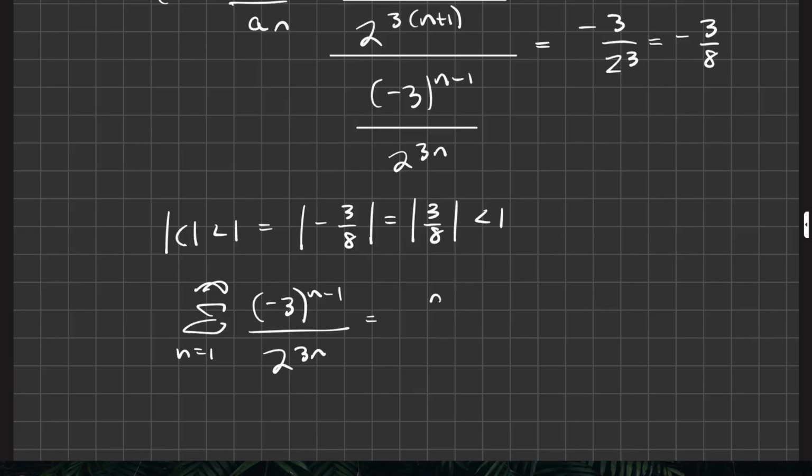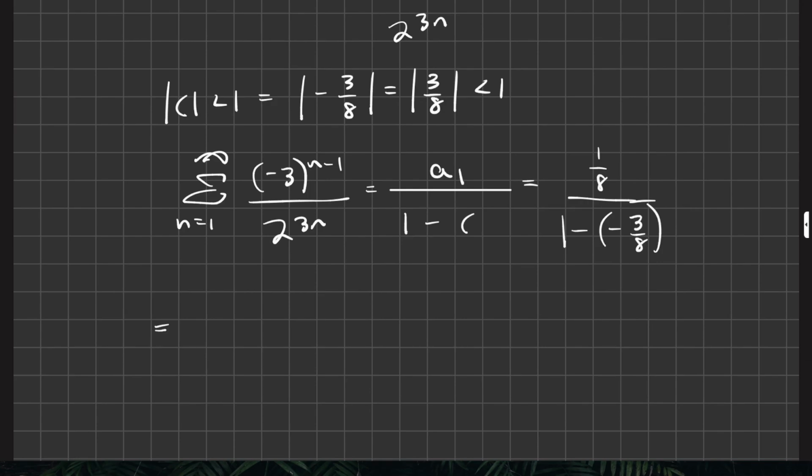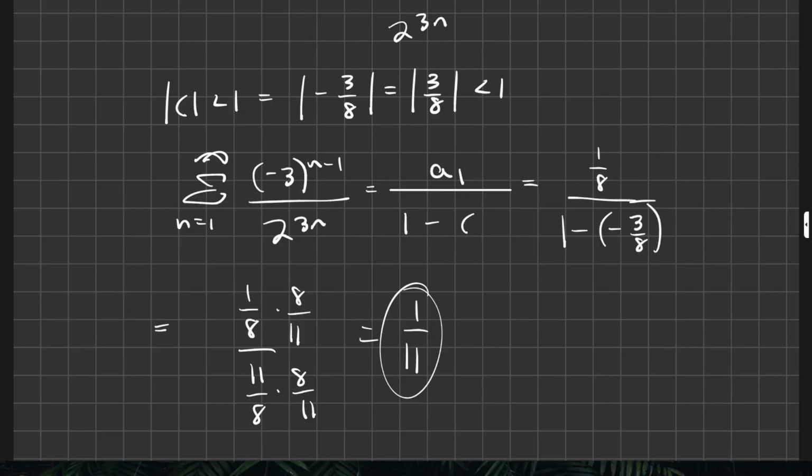We could use the geometric formula, which is coefficient a1 over 1 minus r. We found a1, our first term, to be 1 over 8. And our common ratio is minus 3/8. So this comes out to, what would this be? We'd have 1/8 over 11/8. So this just gives us 1 over 11. And that's the sum of our series.